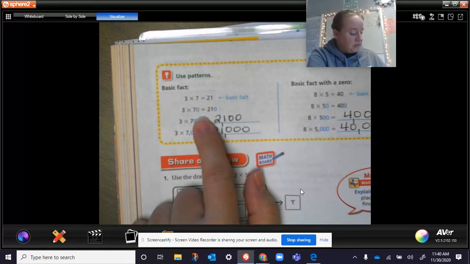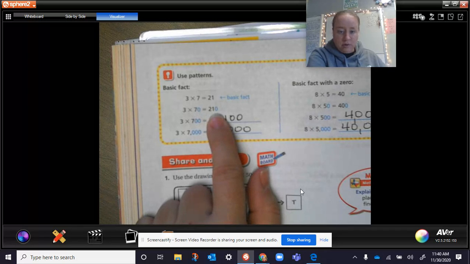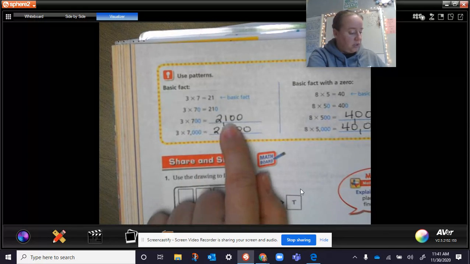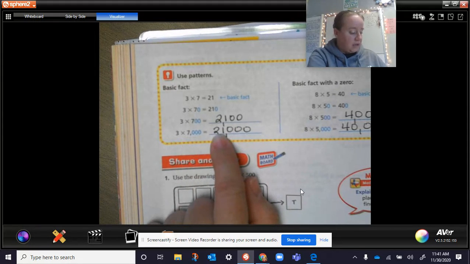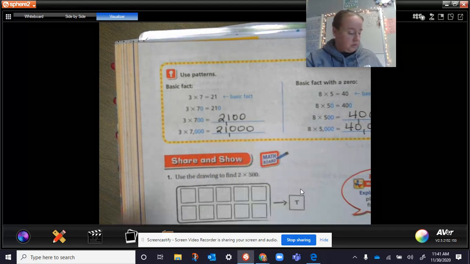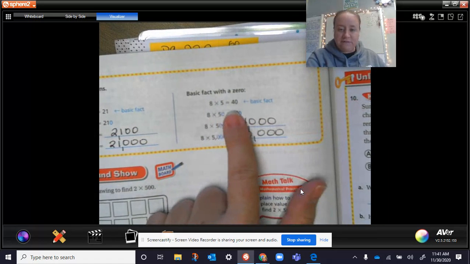21. Then we looked at what happens when we add that 0, and we've got that group of 10. We're going to add another 0. 2 zeros, we still have that base fact. 3 times 7 is 21 plus the 2 zeros. And then 3 times 7 is still that base fact 21, but this time we're in the thousands, so we need 3 zeros. Same thing here with 8 times 5 is 40.